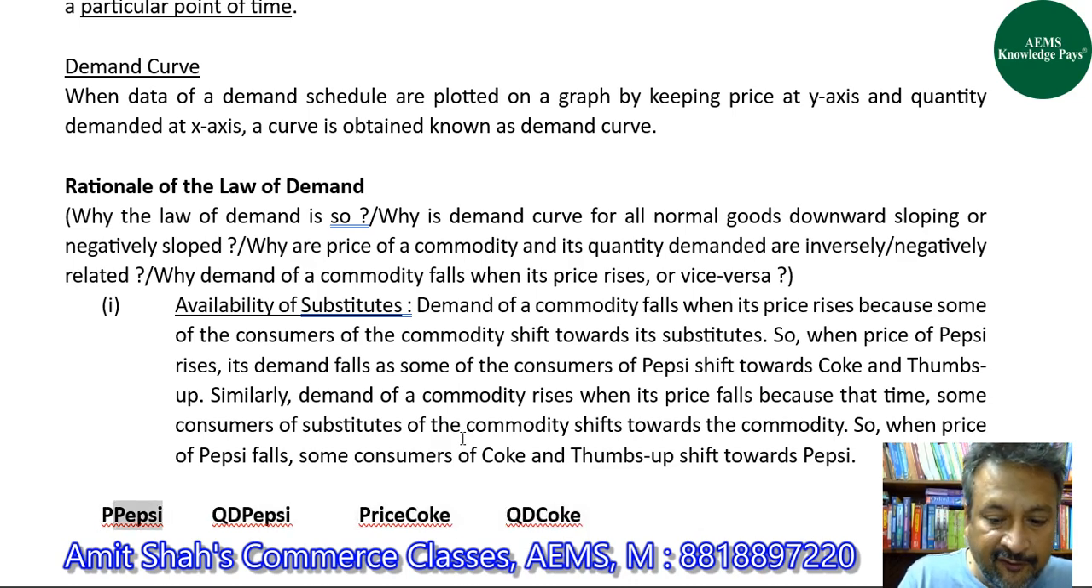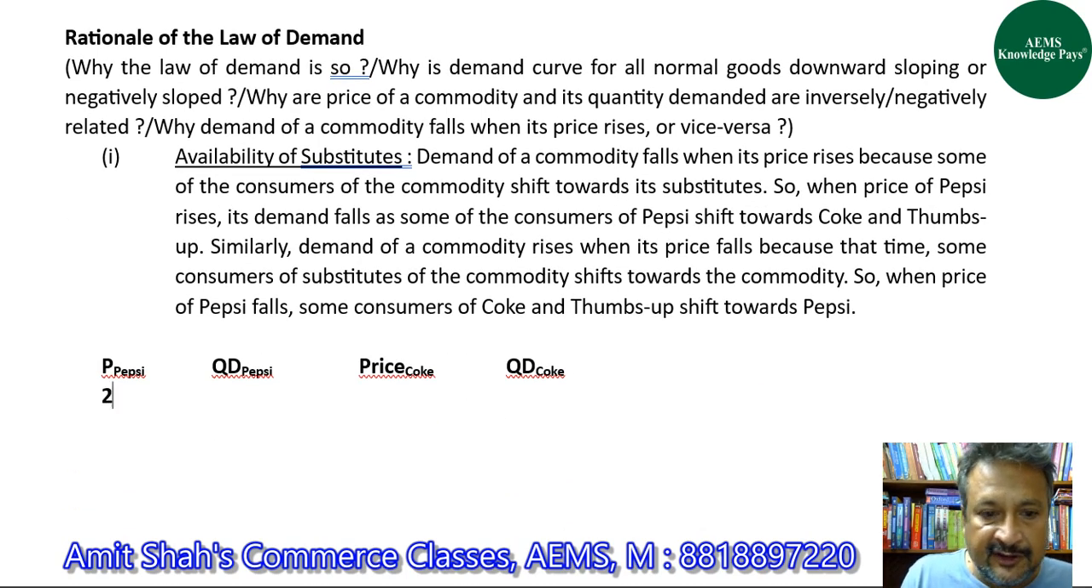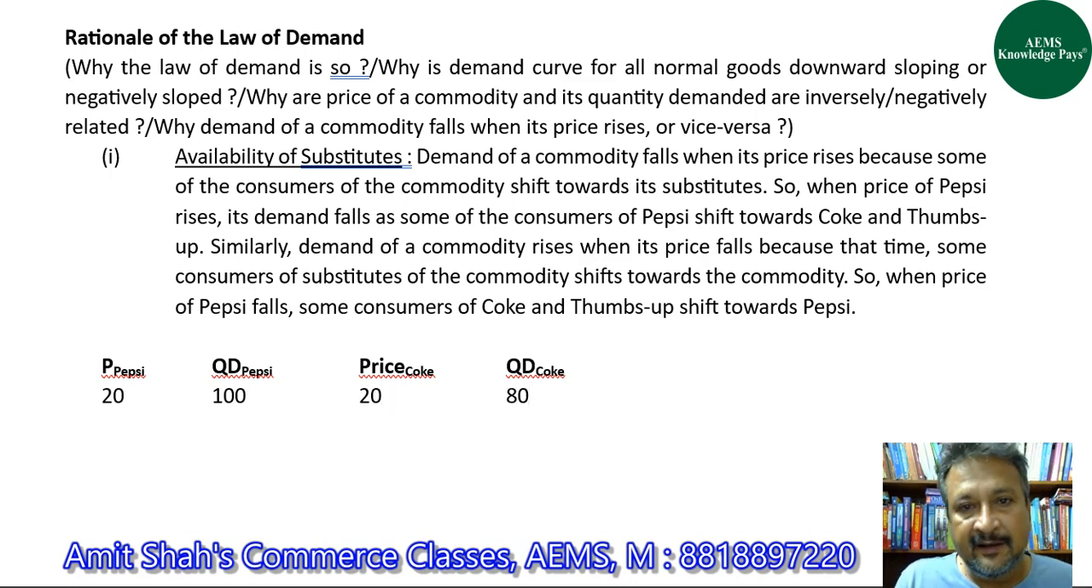So this is price of Pepsi. This is quantity demanded of Pepsi. This is price of Coke, and this is quantity demanded of Coke. So let's say price of Pepsi is 20 and at price 20 its quantity demanded is 100 in a day in a very small town. Price of Coke is also 20 and its demand is, let's say, 80. That is 80 bottles a day.